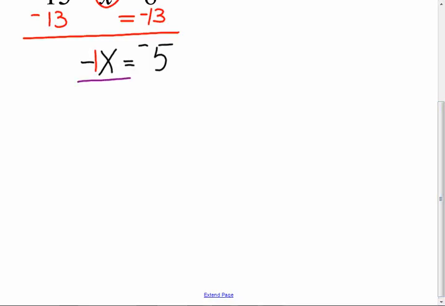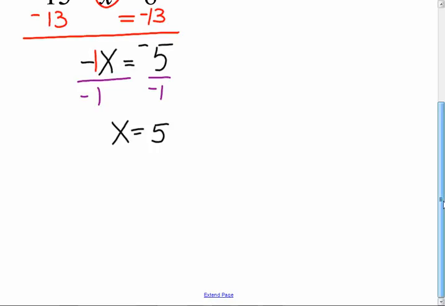So I'm going to divide, or it can multiply, it doesn't matter, by what? I want to get rid of negative 1, so I'll put what here? Negative 1. So x, because that gives me positive on the left side, and gives me a positive 5 on the right side.